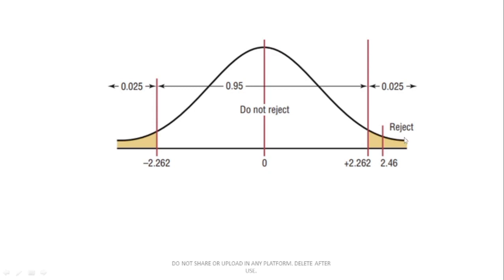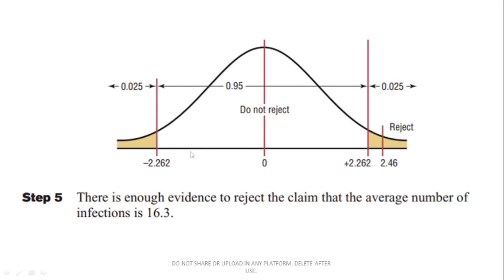So, here's the graph. Nandito yung critical value natin, positive 2.262 and negative 2.262. And ang test value natin, or yung na-calculate natin na value is 2.46. So, nandito siya sa rejection region natin. Therefore, we will reject the null hypothesis. So, we can say that there is enough evidence to reject the claim that the average number of infection is 16.3.